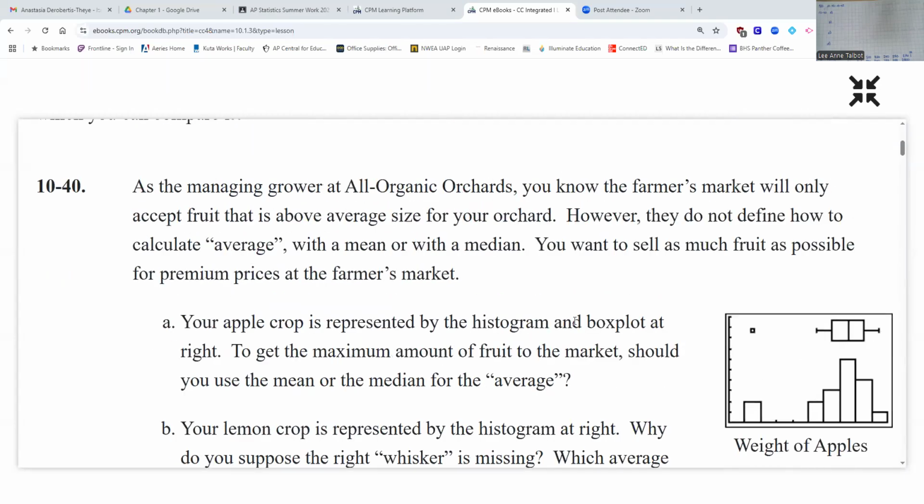Okay, number 40. As a managing grower at All Organic Orchards, look at you, you know the farmer's market will only accept fruit that is above average size for your orchard. However, they do not define whether to calculate average with the mean or median. You want to sell as much fruit as possible for premium prices at the farmer's market. Your apple crop is represented by the histogram and box plot at the right. To get the maximum amount of fruit to the market, should you use the mean or the median for average? If you want the one that's higher.